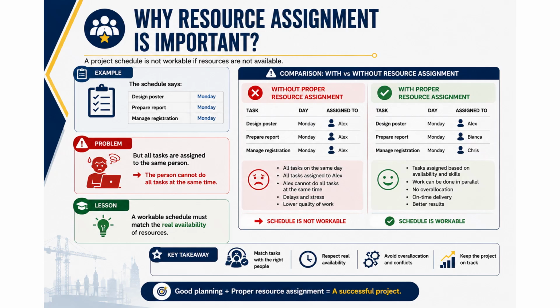Resource assignment is important because a schedule is not workable if resources are not available. For example, imagine the schedule says that designing the poster, preparing the report, and managing registrations must all be done on Monday, but all three tasks are assigned to the same person. This is a problem because one person cannot do all tasks at the same time. As a result, one or more tasks may be delayed.